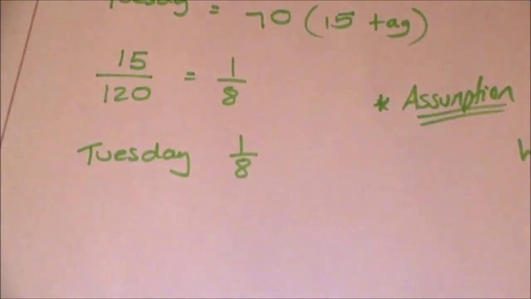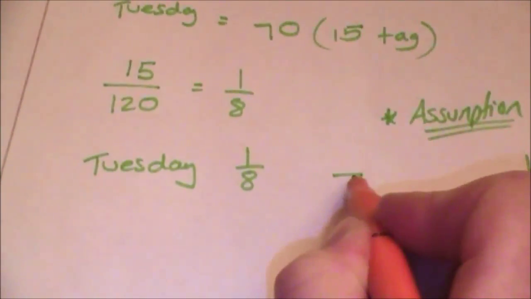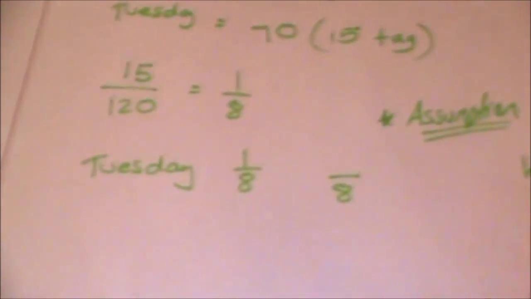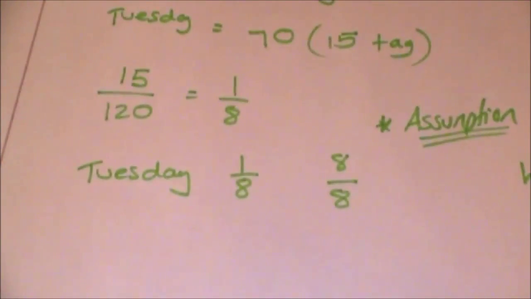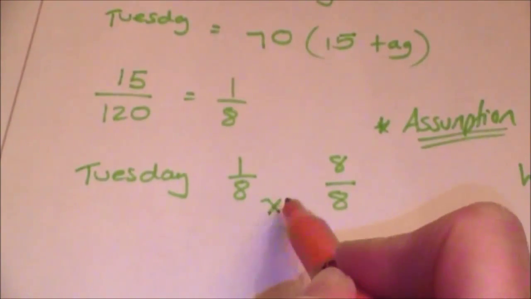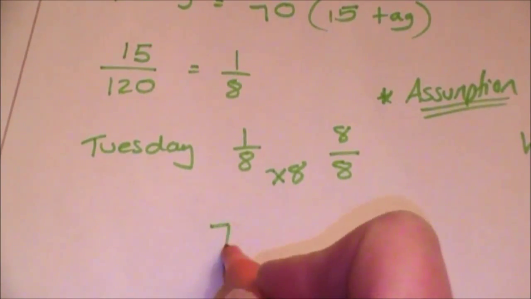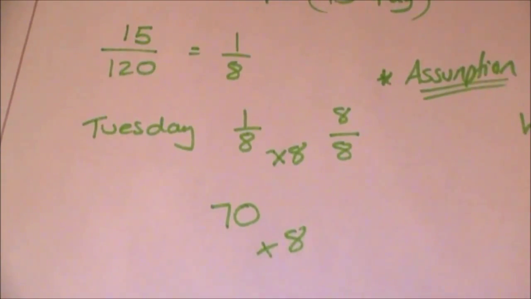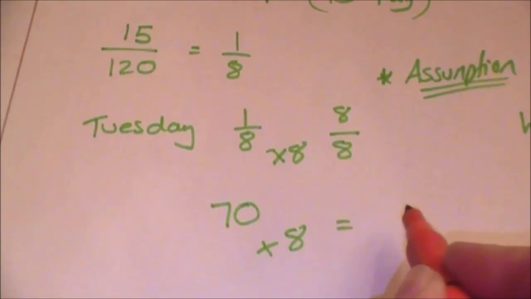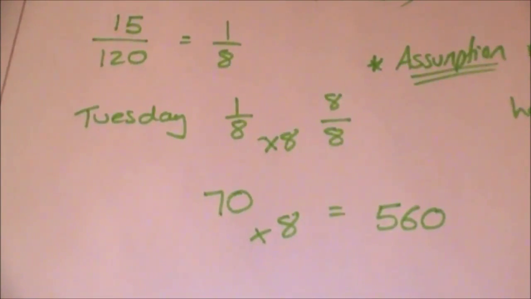And if on Tuesday they had 1/8 of the rabbits that they had on Monday, then because there has to be the same amount of rabbits, and we had 8/8 on the Monday, I know that I need to multiply whatever that proportion is by 8. So the 70 that I caught on Tuesday, I need 8 lots of. And then I'll do 70 times 8, and that'll give me 560 rabbits.